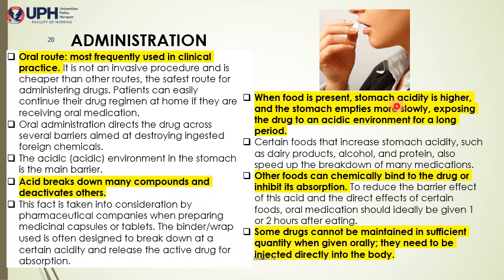When food is present, the stomach is sometimes higher in acid, and the stomach empties very slowly, exposing the drugs to the acidic environment for a long time. Certain foods also increase the stomach acidity, such as dairy products, alcohol, and protein, and also speed up the breakdown of many medications. Other foods can also chemically bind to the drug or inhibit its absorption, and this reduces the barrier effect, so mostly, oral medication should be given 1 or 2 hours after eating. Some drugs cannot be maintained in sufficient quantity when given orally, so they need to be injected directly into the body.